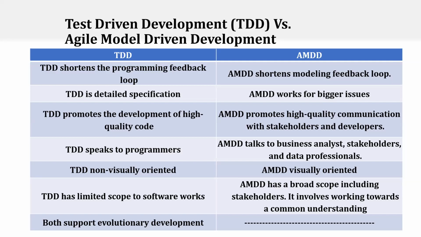In TDD, you have high quality of code. In AMDD, you have high quality of communication with all the stakeholders and developers. This is related to iterations: after each iteration, you will have a review or feedback from the stakeholders and developers, and you will overcome all the problems in the next iterations. In TDD, the programmer speaks. In AMDD, business analysts, stakeholders and data professionals speak. Non-visually oriented versus visually oriented. Scope of work. All these are the differences between TDD and AMDD.